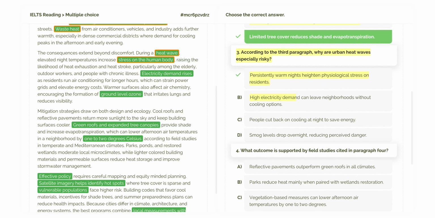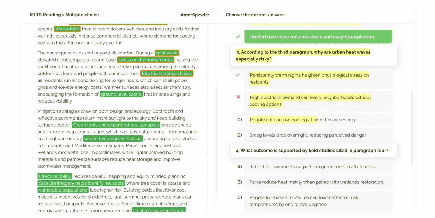High electricity demand can leave neighbourhoods without cooling options. The paragraph does mention that electricity demand rises, which can strain power grids. However, it doesn't say that this leaves neighbourhoods without cooling options. While straining the grid could lead to blackouts, the text doesn't explicitly state this as the main reason heat waves are risky. The primary risk mentioned first is the direct health impact. This option is incorrect.